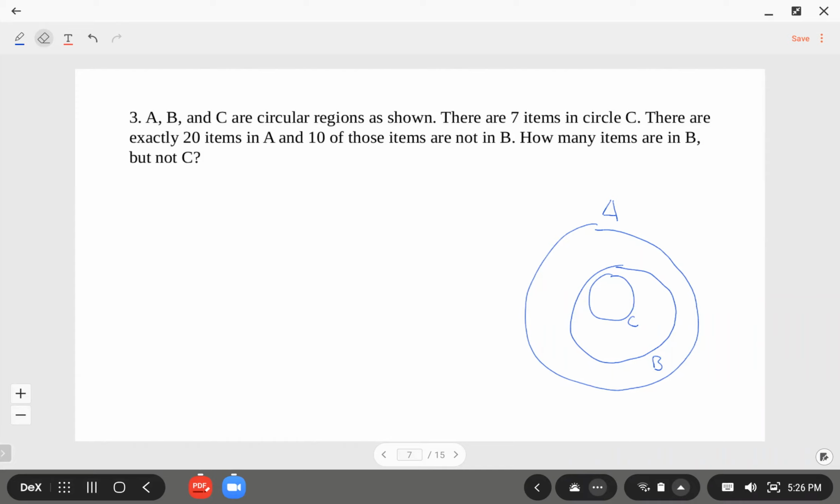This requires quite a lot of thought, so this will be maximum 30 seconds as well. So maximum 30 seconds. 30, 29, 28, 27, 26, 25, 24, 23, 22.